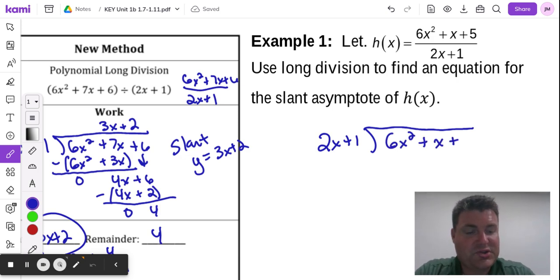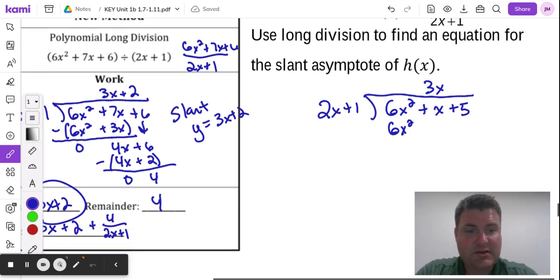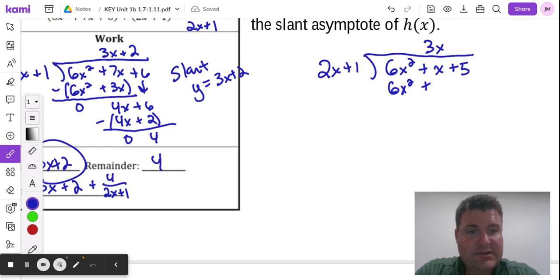If you want to give this one a try, you are more than free to pause the video and try it out on your own. And we're back. 2x goes into 6x squared 3x times. So multiply that back through. We're going to get 6x squared plus 3x. But we are going to subtract this. Be careful here. We're going to get 0.